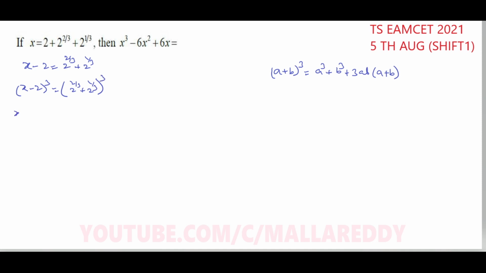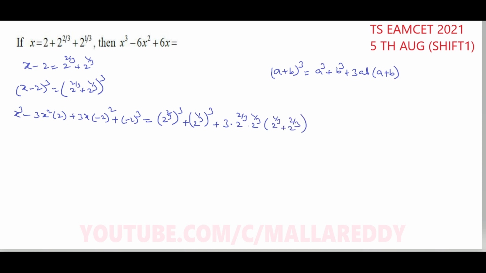(x − 2)³ is x³ − 3x²(2) + 3x(−2)² + (−2)³, equal to, this is (a + b)³, that is a³ = (2^(2/3))³ plus b³ = (2^(1/3))³ plus 3ab(a + b), that is 3 × 2^(2/3) × 2^(1/3) × (2^(1/3) + 2^(2/3)). So here x³ − 3 × 2 = 6x², plus 3x × 4, that is 12x. This is −6x². Here is (−2)³.